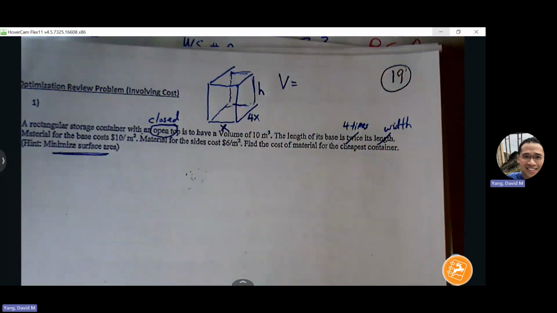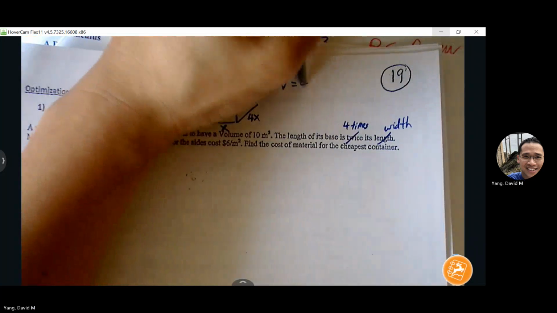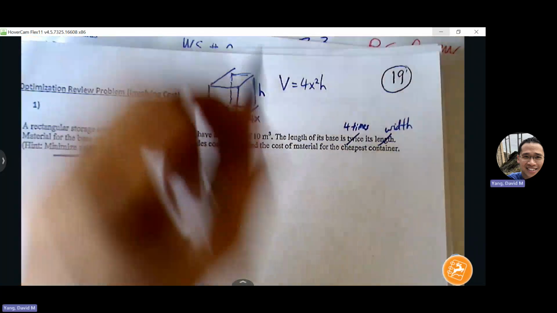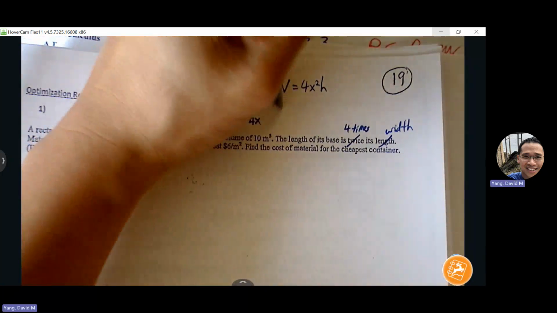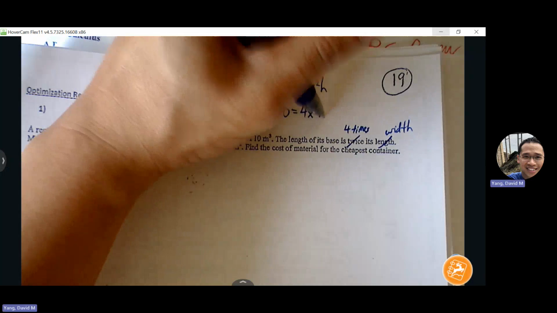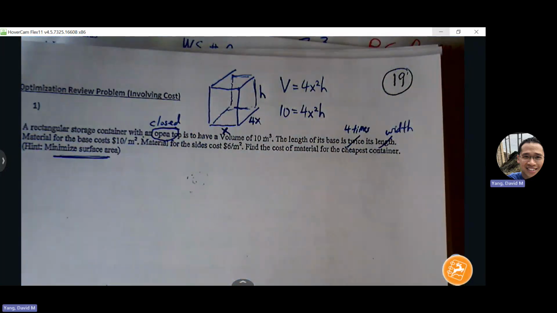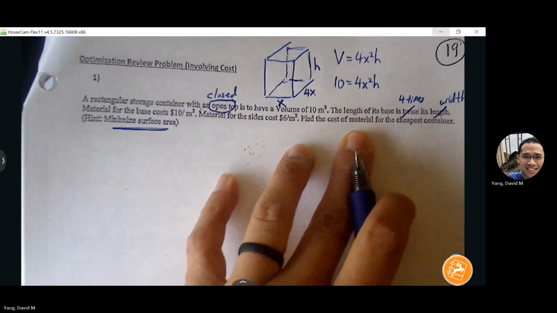4x squared h. Yeah, 4x squared h. You've got to multiply all 3 together. And then we know the volume, right? It's 10 cubic meters. Do you recommend separating out the height first before you do anything else, so you're ready for when that step comes? Sure, you can do that. I'm going to wait, but you can do that if you want.